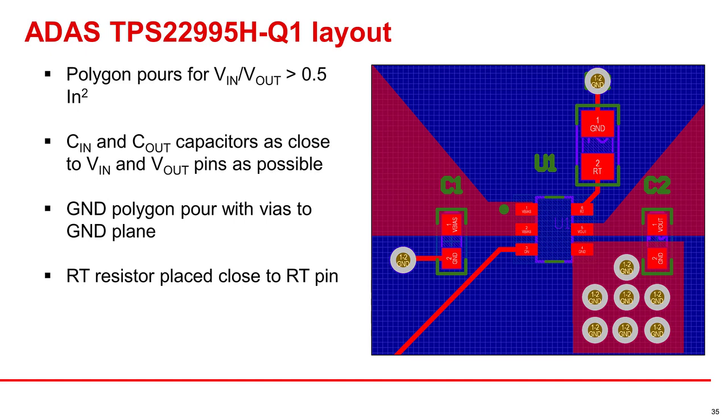The layout recommendations are the same as earlier, with 0.5 inch squared VIN and VOUT polygon pours, input and output capacitors as close to the pins as possible, via stitched ground pour with ground plane, and the RT resistor placed as close to the RT pin as possible.